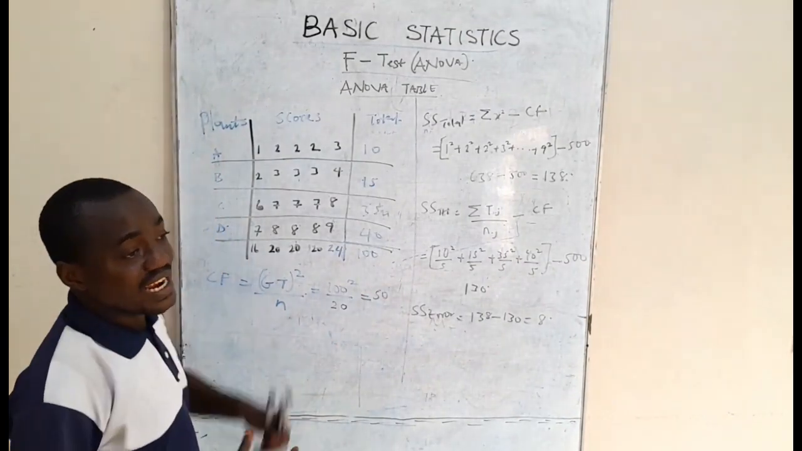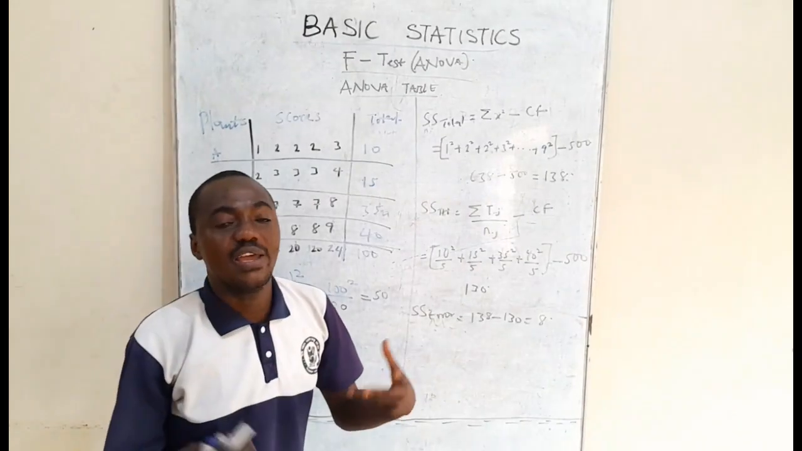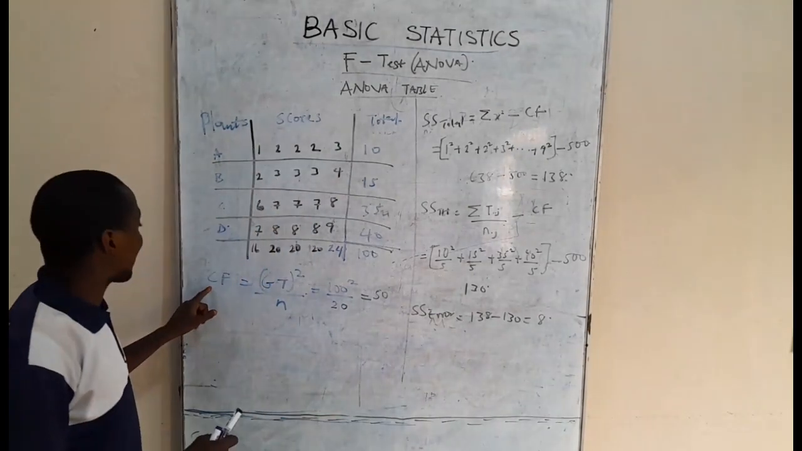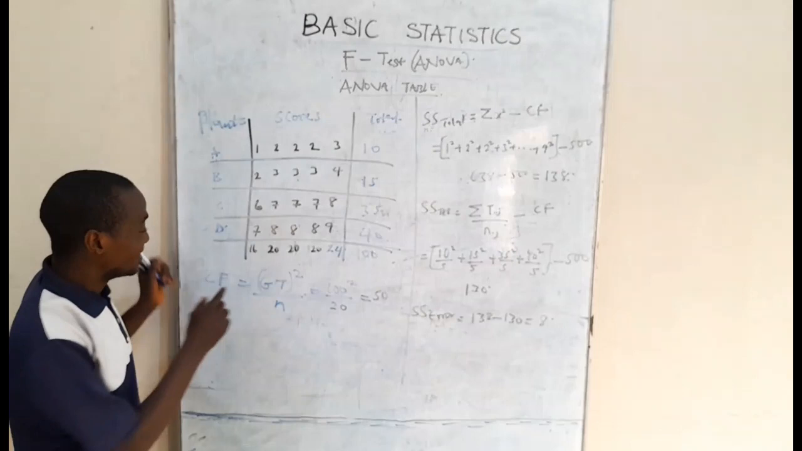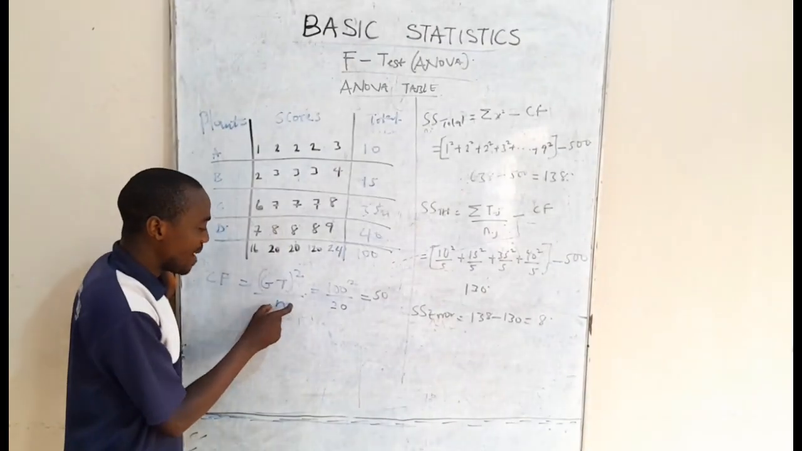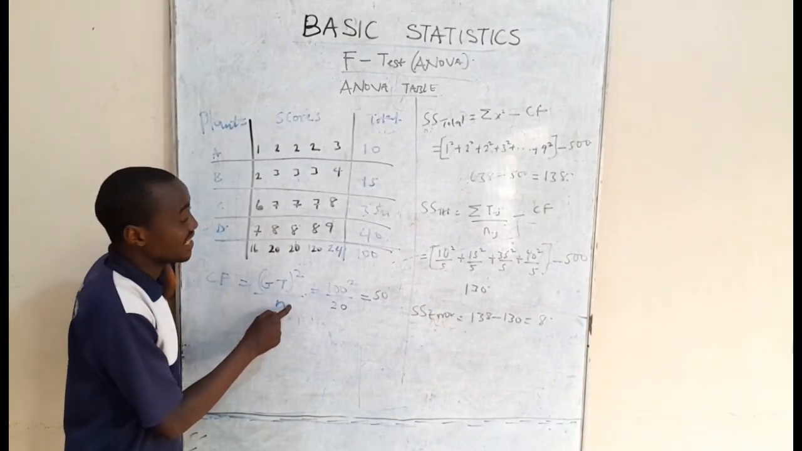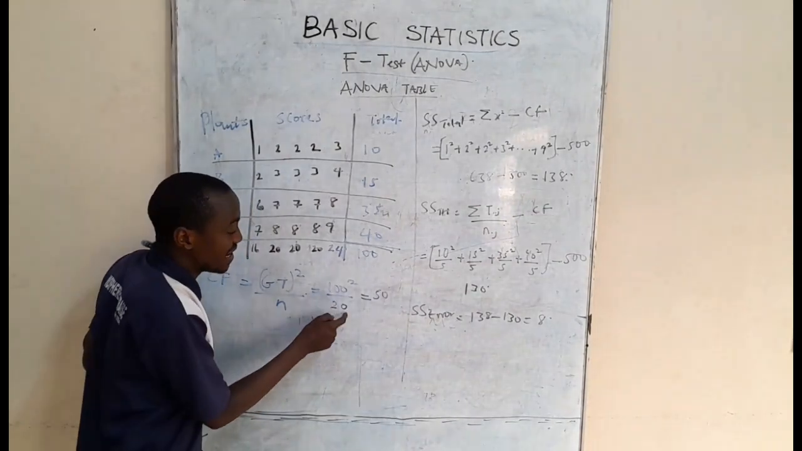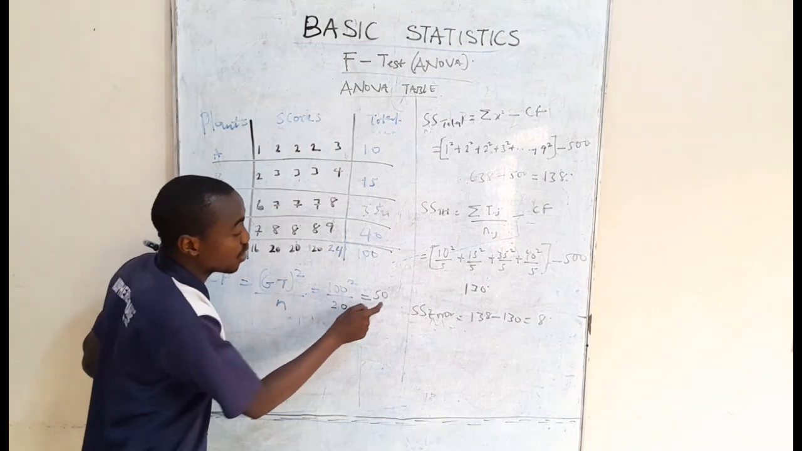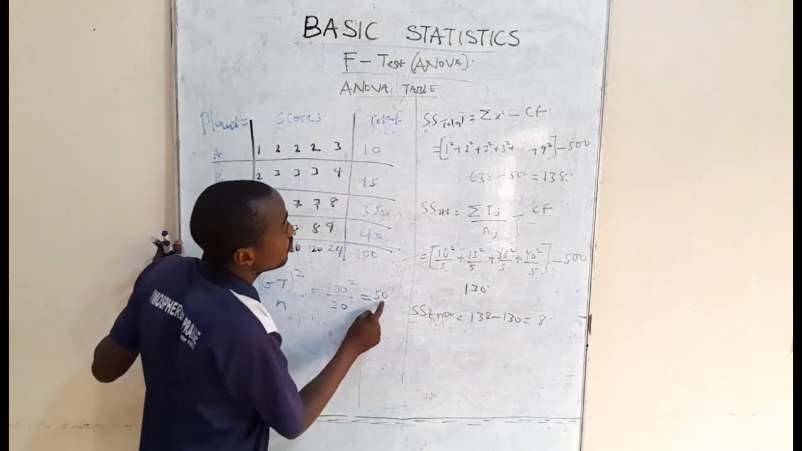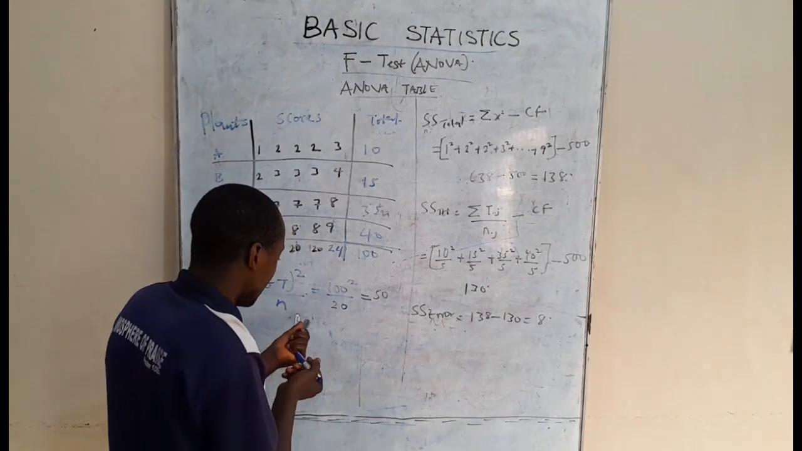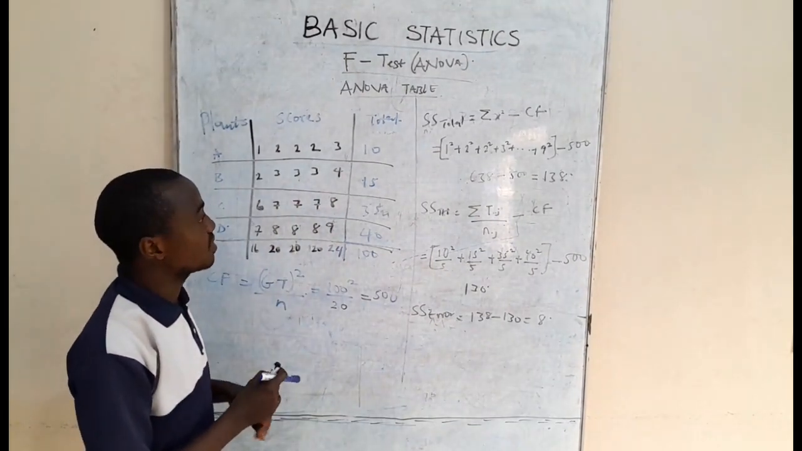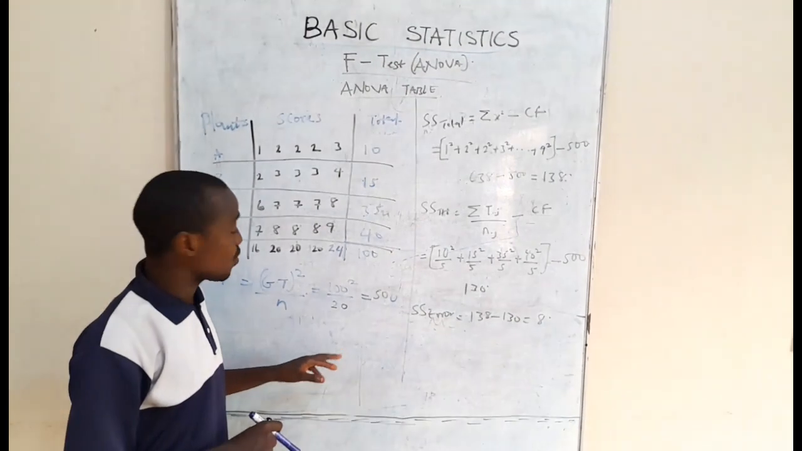Now, in analysis of variance, there is what we call a correction factor. Then the correction factor is what? The correction factor, we call it CF, means the grand total squared divided by the total number of observations, which is n. Now the grand total here is 100. So 100 squared divided by 20. We are going to have 500.